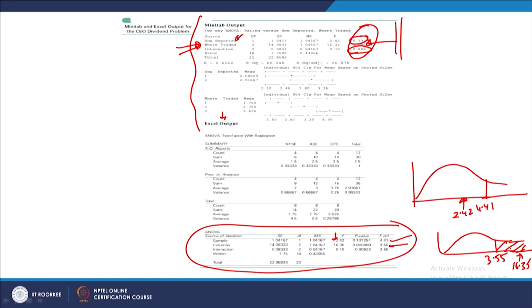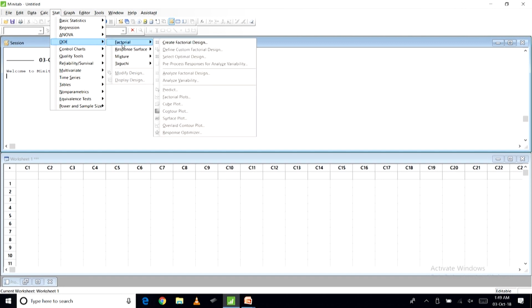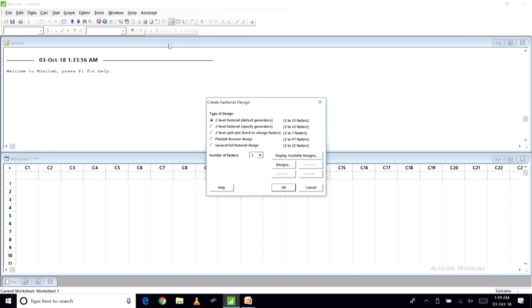So, we will work out this example using Minitab and you need to enter data very carefully and then we will analyze output, right. So, let us look at how to enter data. Go to Stat, we will go to Design of Experiments and then Factorial Design, Create Factorial Design, right. Now, this is general full factorial design.